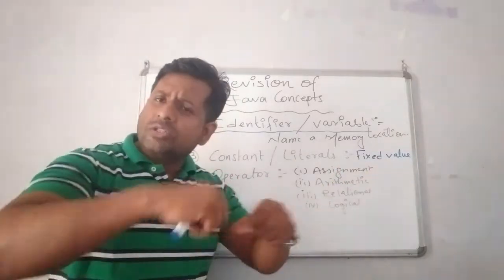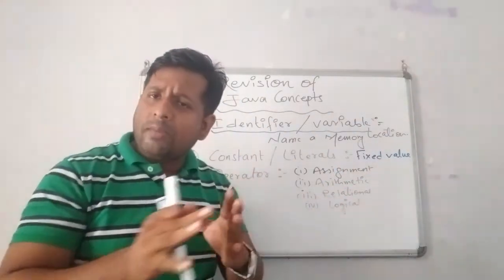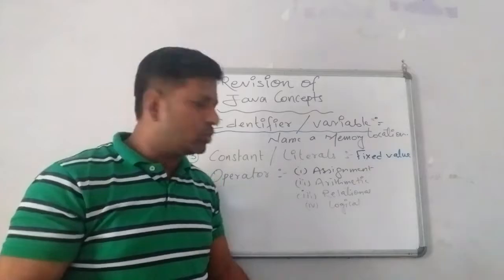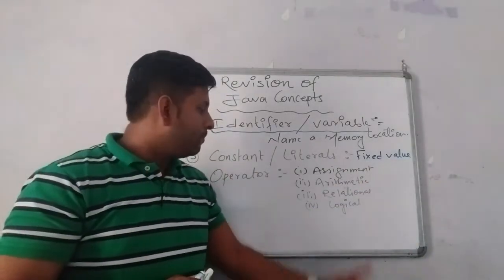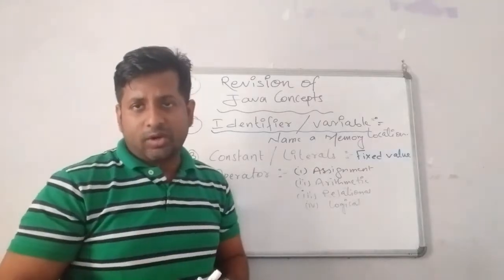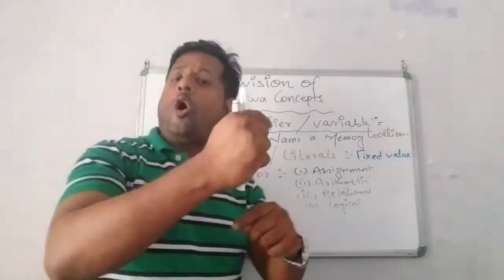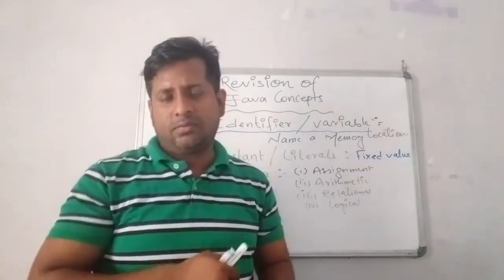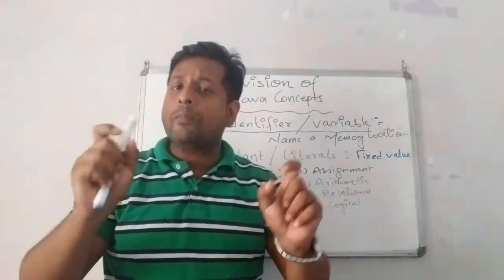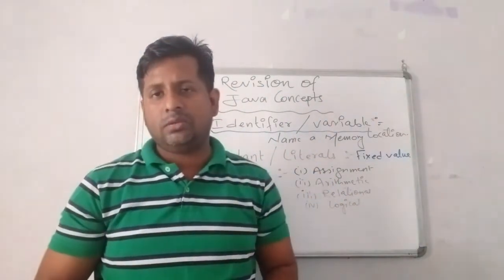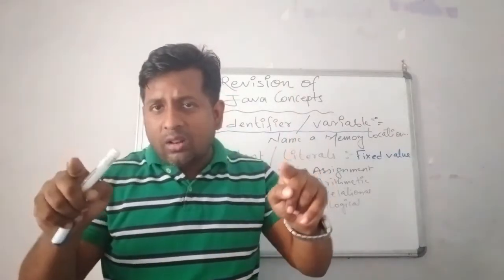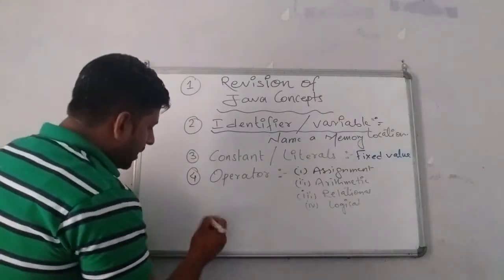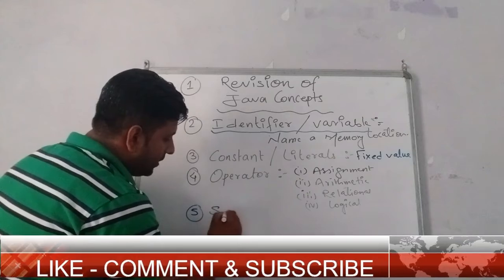Assignment is to assign the value, that is single equal to. Arithmetic is all mathematical operators. Relational: greater, smaller, less, greater equal to, less equal to, not equal to, or simply equal to also, double equal to. And logical is and, or, not, 3 are there. So these are known as operators. They are used to operate on operands. Because if you write A plus B, then A and B become operands, O-P-E-R-A-N-D, and plus is the operator, total expression. Clear, children?